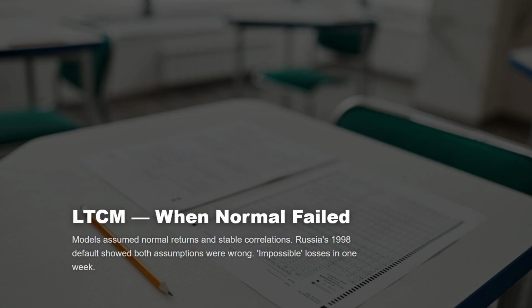The lesson: the normal distribution underestimates tail risk. Real market returns have fat tails, meaning extreme events happen more often than the normal distribution predicts. This is called excess kurtosis. You learned this in lesson 4. Now you see why it matters. When you assume returns are normal and they are actually fat-tailed, you systematically underestimate the probability of disaster. LTCM learned this the hard way.